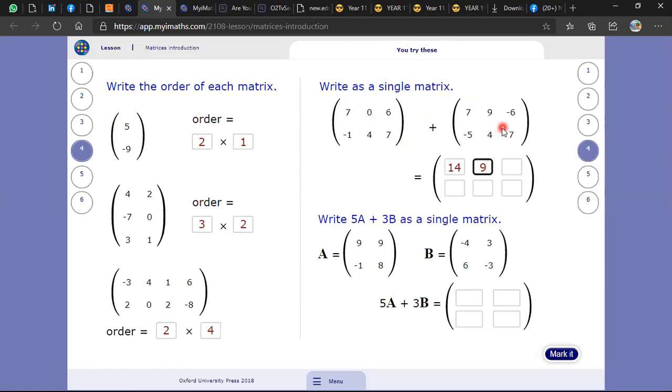Okay. Also, I should have 6 plus minus 6, that should definitely give us 0. Minus 1 plus minus 5, that should definitely give us minus 6. Okay, and then 4 plus 4, that should give us 8. And lastly, 7 plus 7 again should give 14.